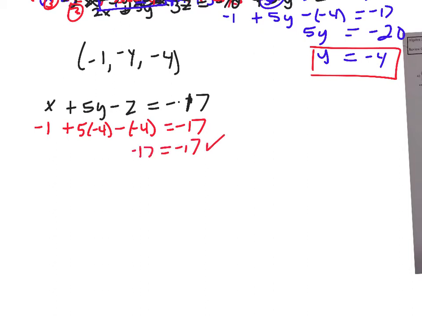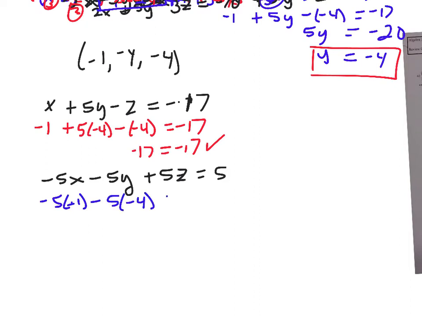Okay, and now we're going to try negative 5x minus 5y plus 5z equals 5. So I have negative 5 times negative 1 minus 5 times negative 4 plus 5 times negative 4. Does that equal 5? Plug the whole left side in, 5 equals 5, and that checks.